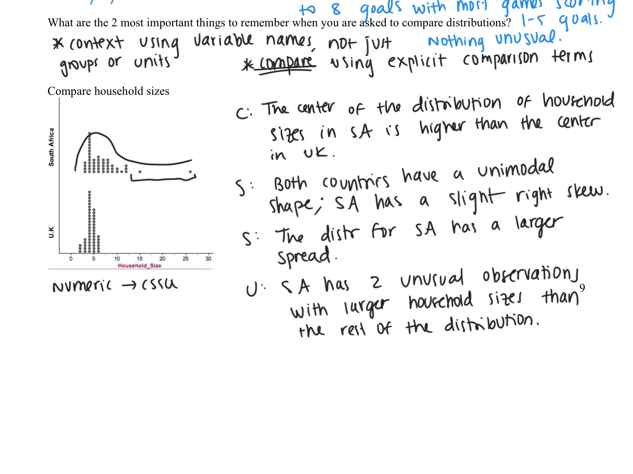Okay, that is dot plots and CSSU. What we still have to do after the break is talk about 2 other graphs that we're going to learn how to construct. Interpreting them, though, exactly the same way. You already know how to do that. Questions for me before our break?